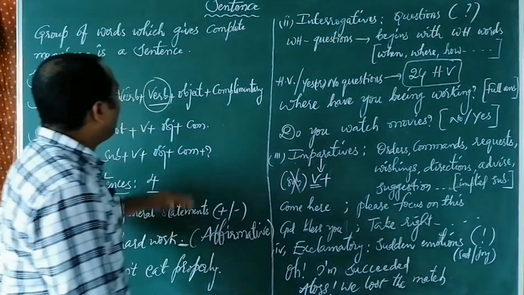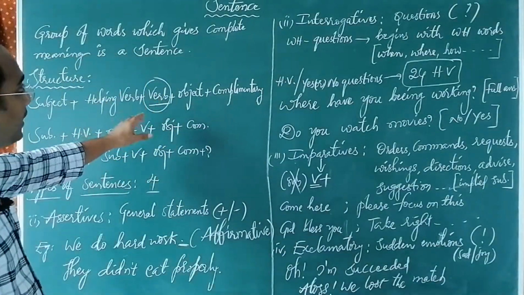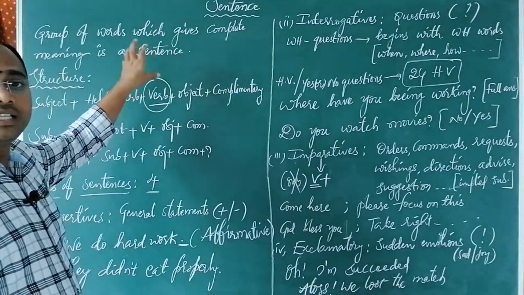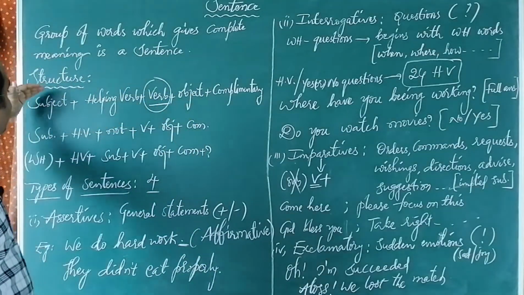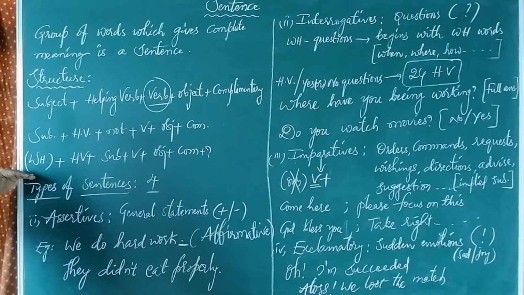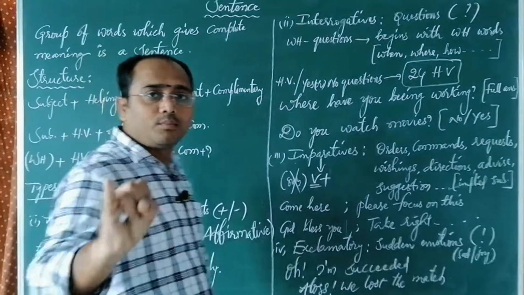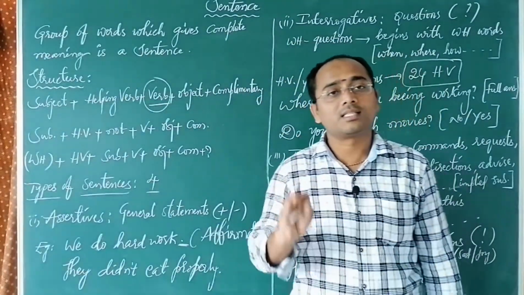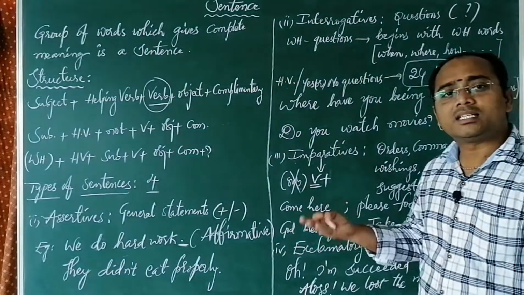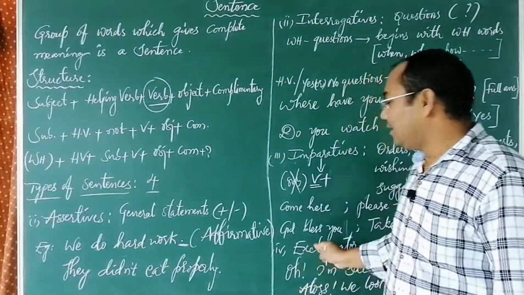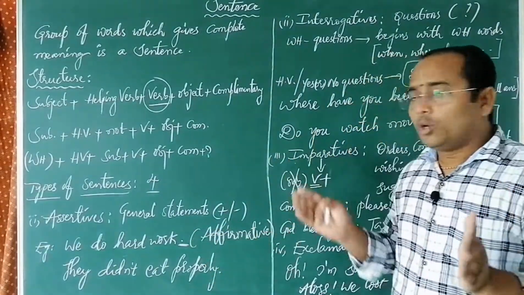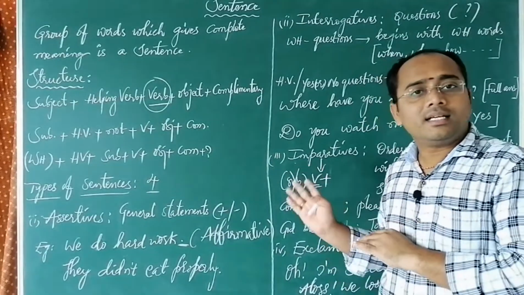So dear all, we are learning about the sentence in this video. A sentence means a group of words which gives complete meaning, and the standard structure of a sentence is as we discussed. The types of sentences are assertives, positives and negatives; interrogatives, WH words and yes or no questions; imperatives, order, request, suggestion, advice, everything; and exclamatory, all types of emotions. So I hope everything is very clear in the sentences.